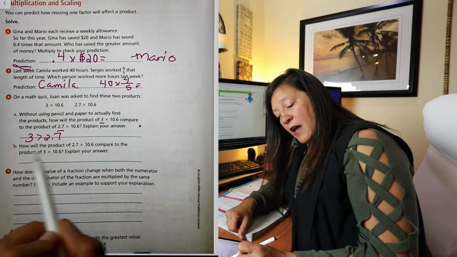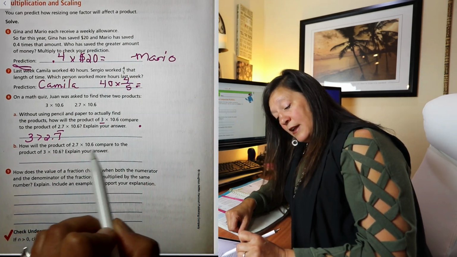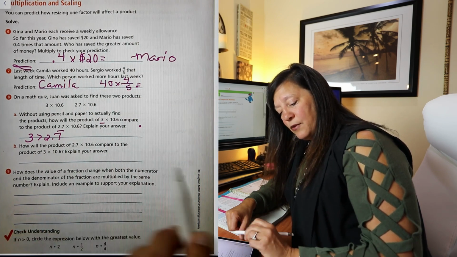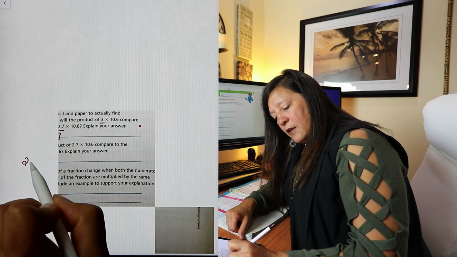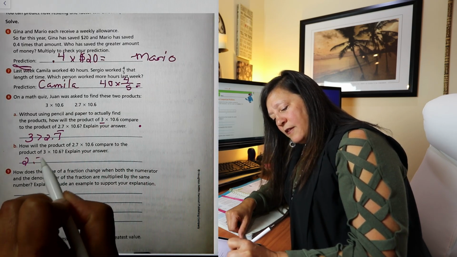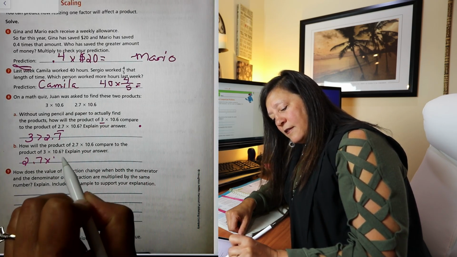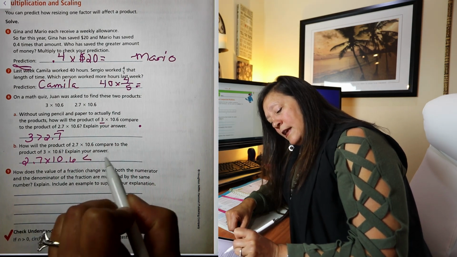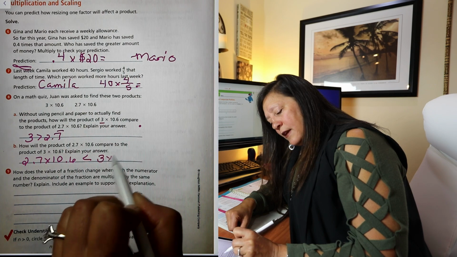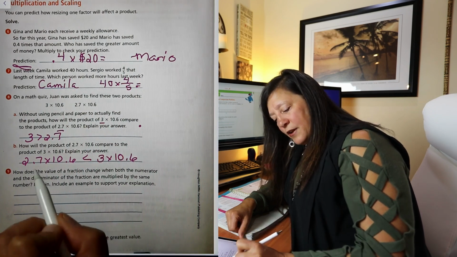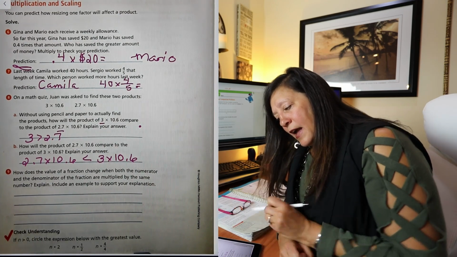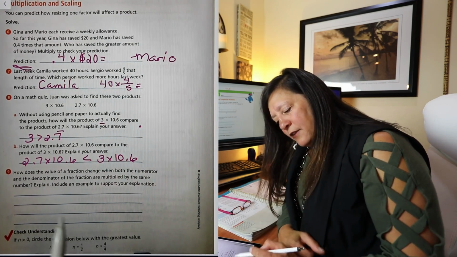And vice versa, how will the product of 2.7 times 10.6 compare to the product of 3 times 10.6? Okay, that you should see that 2.7 times 10.6, it's being glitchy on me, will be less than the 3 times 10.6 because 2.7 is less than 3. All right, number 9 on our activity pages.